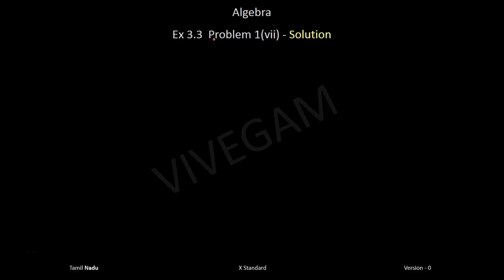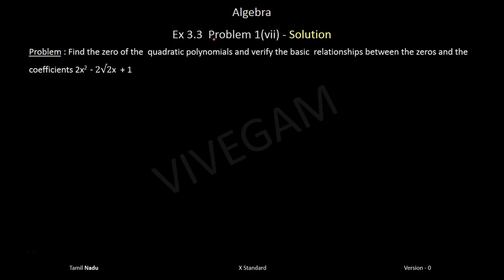Exercise 3.3, Problem 1, Division 7. Find the zeros of the quadratic polynomial 2x square minus 2 root 2 x plus 1 and verify the relationship between the zeros and the coefficients. So it's the same problem, only the expression is different here.